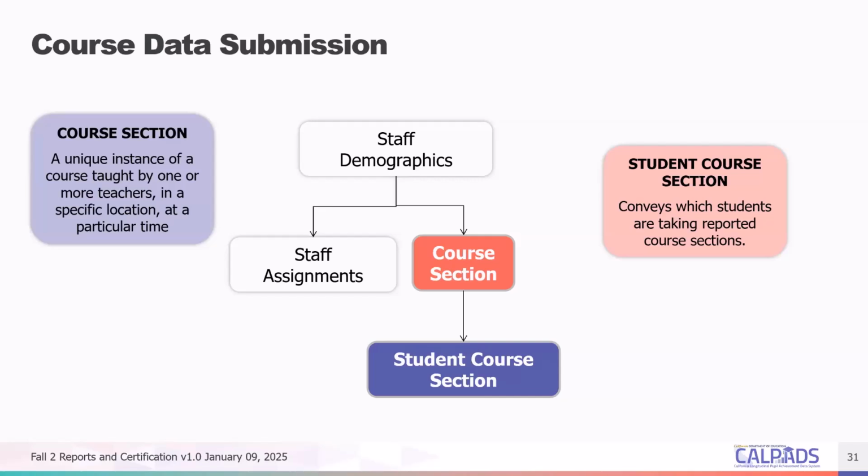And so here is the normal flow. Again, you have the staff demographics at the top. That's usually submitted first. You establish who's teaching. Then you have your staff assignments. You tell us which of those staff members are actually teachers, those that are providing instruction to students. Those teachers, 12, 27, or 26 by job classification, can be assigned to course section records. Their SEIDs are attached to the course records. And then we have the course sections. We enroll the students into those course sections, which is the student course section record, right? And so that would be the normal flow of data and submission.